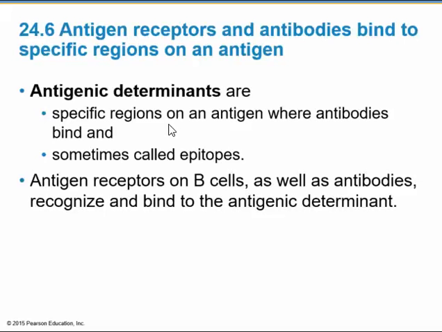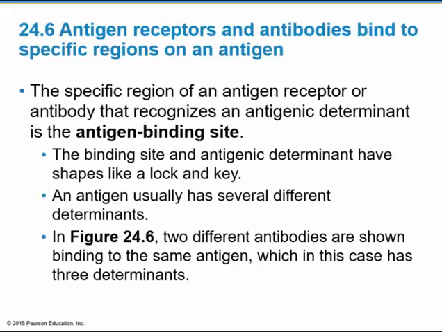So we find antigen receptors on white blood cells, on B cells, as well as antibodies. And what they do is recognize specific antigens. Now, talking about antibodies, the specific region of the antigen receptor or antibody that recognizes an antigen is the binding site, and it's like a lock and key. An antigen will usually have more than one determinant. So you can have two different antibodies binding to the same antigen.